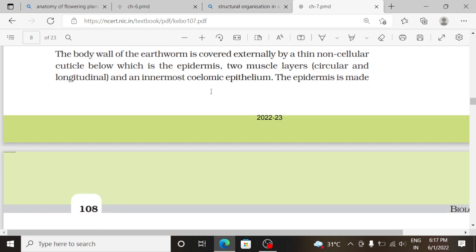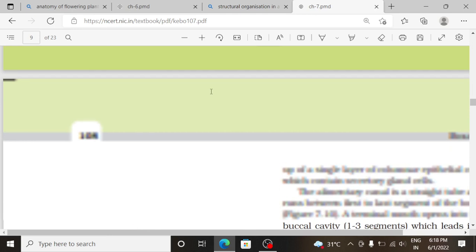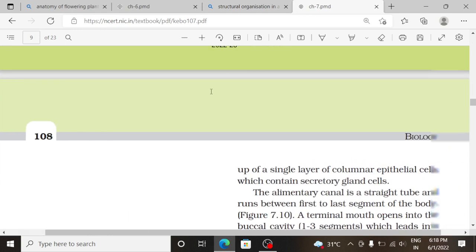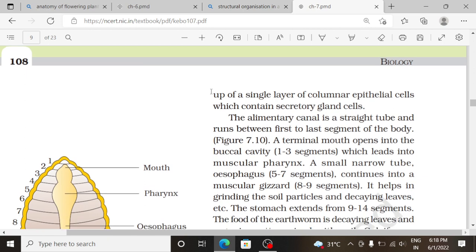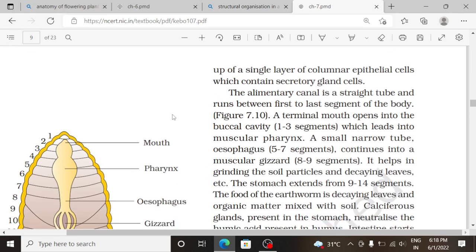The epidermis is made up of a single layer of columnar epithelial cells which contain secretory gland cells. The alimentary canal is a straight tube and runs between the first to last segment of the body. A terminal mouth opens into the buccal cavity, that is 1 to 3 segments, which leads into a muscular pharynx. A smaller narrow tube, the esophagus, that is 5 to 7 segments, continues into a muscular gizzard, 8 to 9 segments.